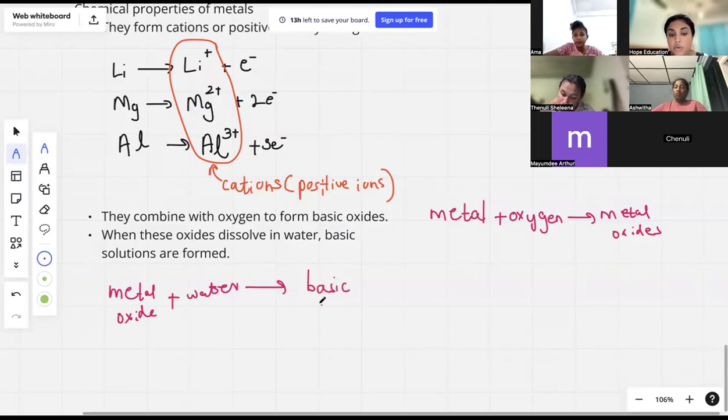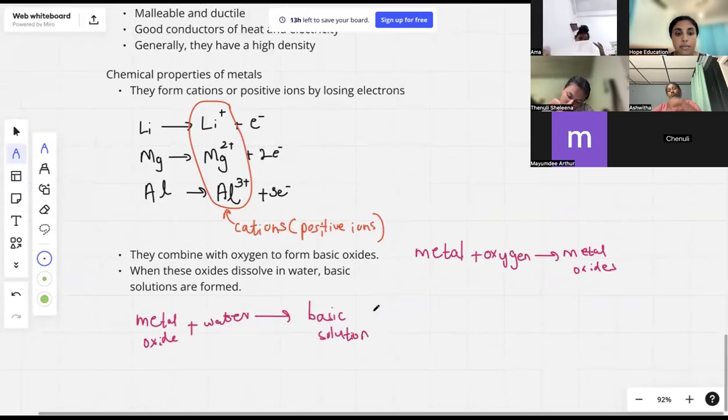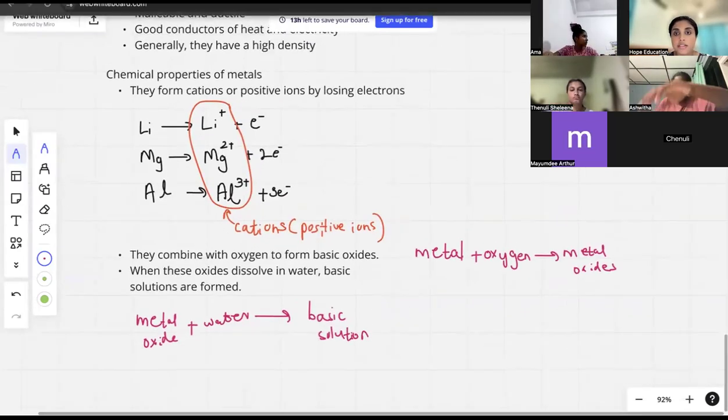Now at this point you don't know what basic means, right? It's just a feature of this solution. Right? So at this point you don't need to know exactly what basic means. Just remember metals react with oxygen to form metal oxides. These metal oxides, when they dissolve in water, solutions are formed. Those solutions are basic. Basic is their property. Just remember it like that for the moment, right? Okay, quickly write this.